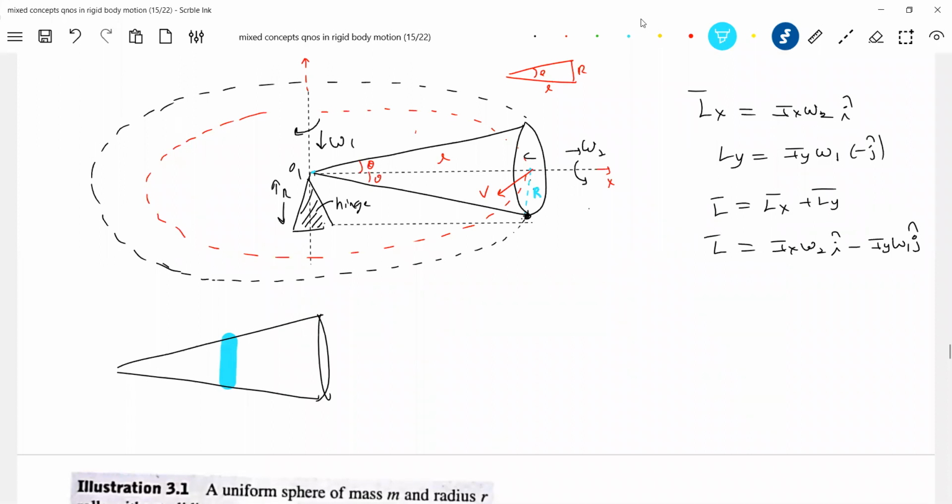You should assume a strip if you're calculating about this axis. So this is a circular disc. First find the moment of inertia of this. Let the mass be dm. Then you'll get the Iy. Then similarly about this axis.